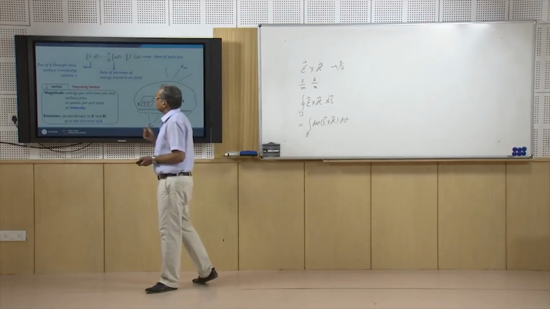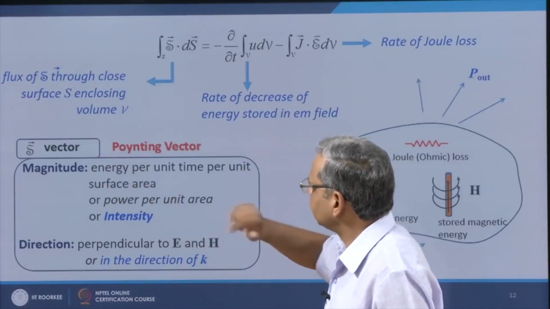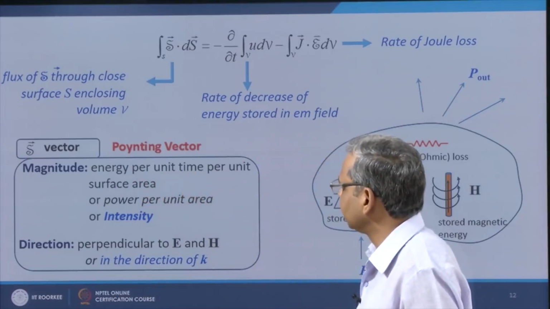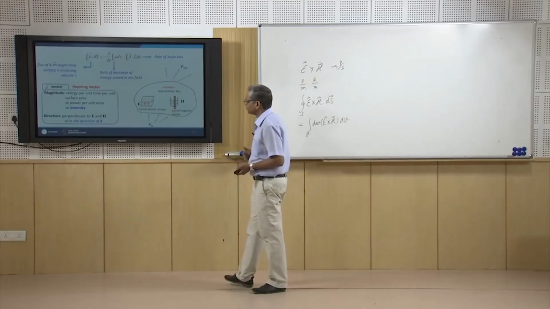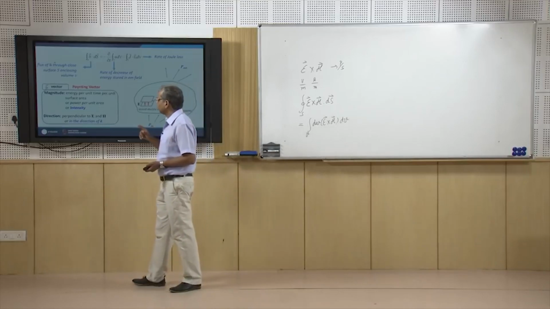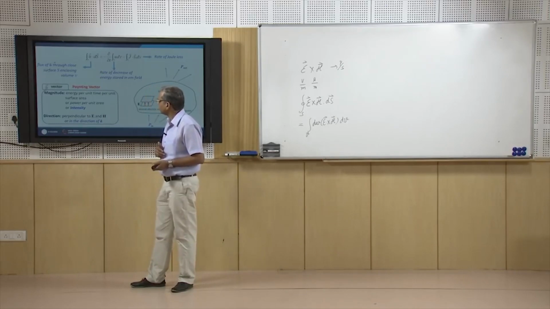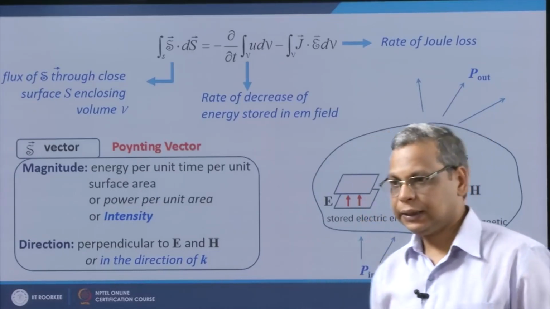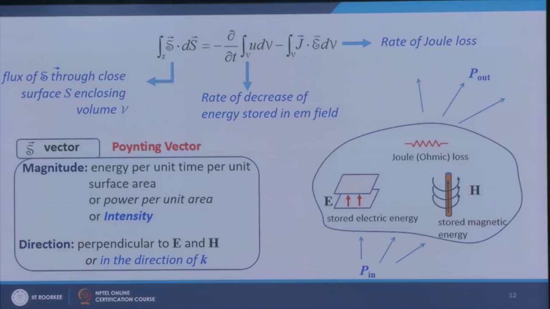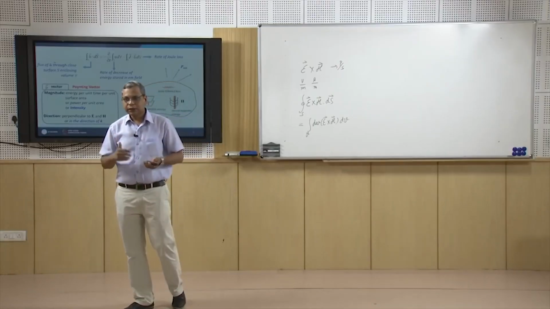So, this vector has a magnitude which shows you energy per unit time per unit surface area, or power per unit area, or intensity, as I have seen here, and its direction is perpendicular to E and H, which is in the direction of K. Okay. And this vector is known as the Poynting vector and represents intensity associated with an electromagnetic wave. So, this would be useful when we calculate the energy associated with modes.